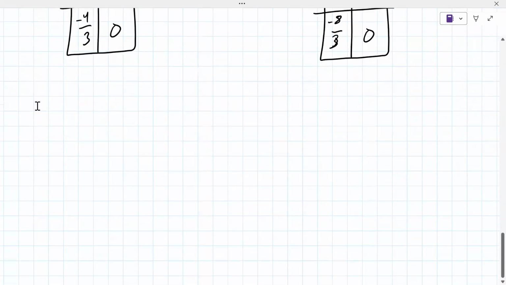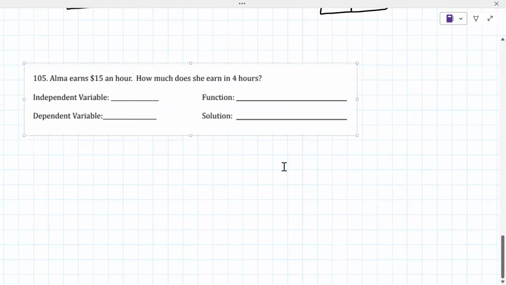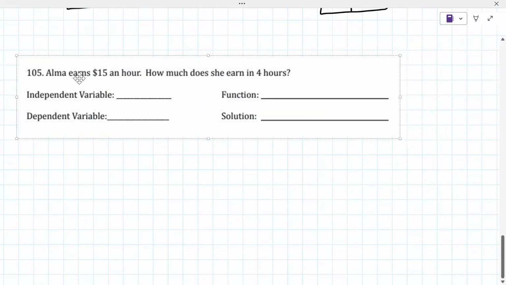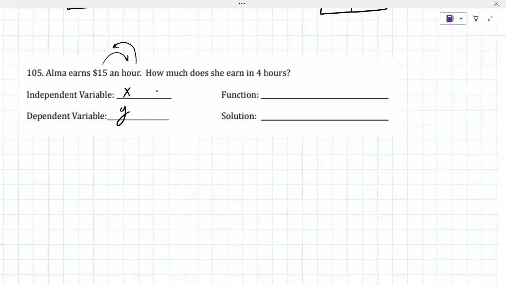Okay. They're looking for words here, independent variable, dependent variable. They're looking for words, not a letter. Like X and Y is not correct. They want to know whether money predicts time or time predicts money. Okay.